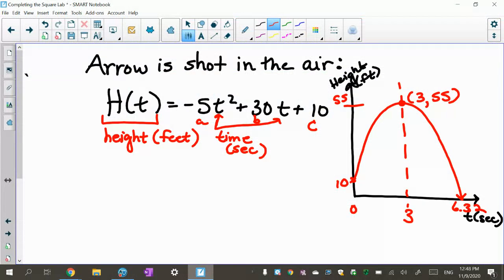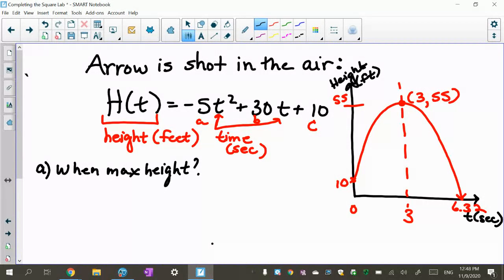So what do I always ask you in these questions? And this is good practice for quizzes. The first thing I always ask is, when is the max height? Notice I'm saying the word when, so I am looking for time. When is the maximum height? Anytime I ask you that, you're going to use your axis of symmetry.